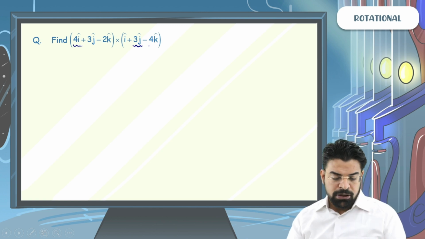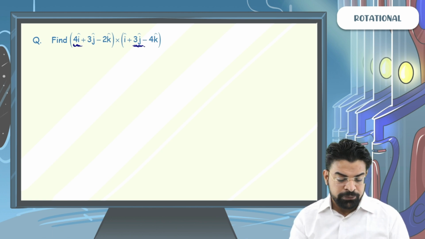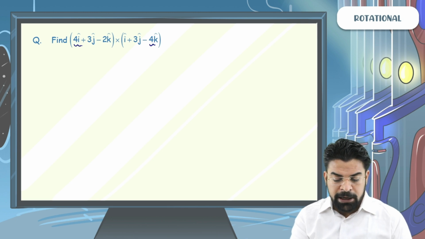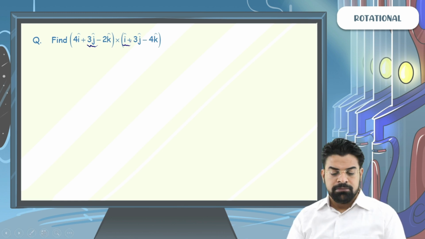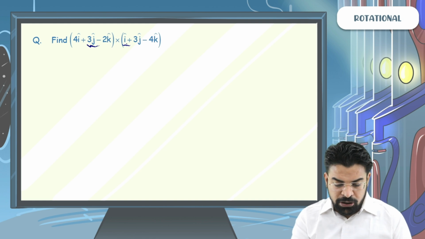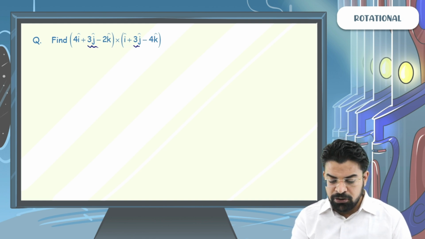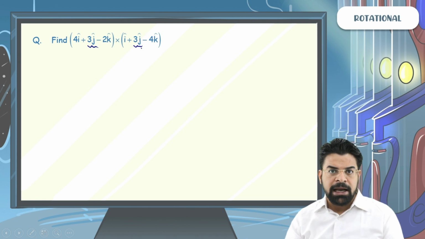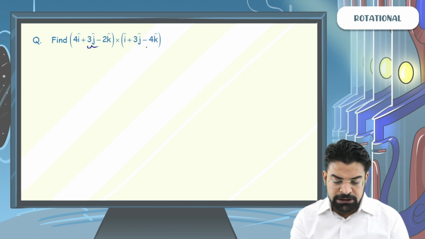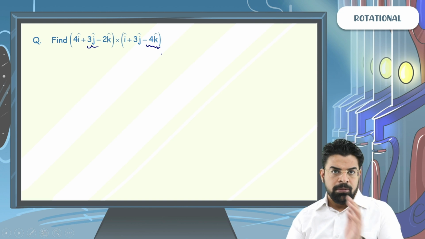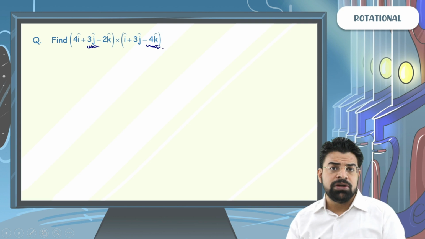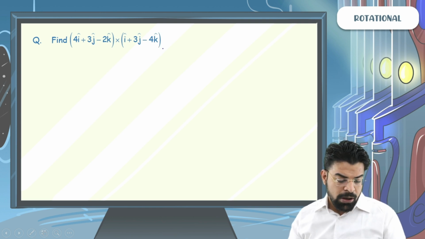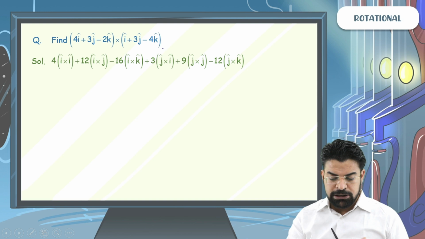4 into 3, 12. So that becomes 12 times i cross j. The third term, 4i cross minus 4k. 4 into minus 4, minus 16. So you get minus 16 times i cross k. Next term, 3j cross i. So 3 into 1, 3 times j cross i. Next term, 3j cross 3j. So take outside 9 times j cross j. Next, 3j cross minus 4k, minus 12 times j cross k. So keep on multiplying term by term individually as you used to do in your childhood. Once you do it, you will get this big result.